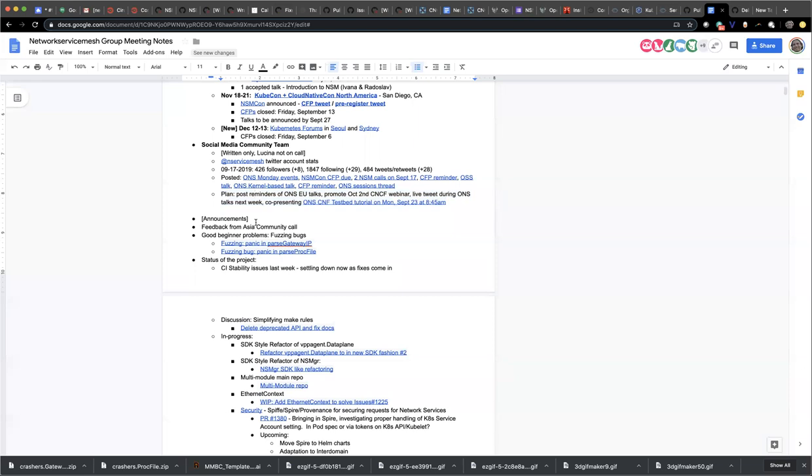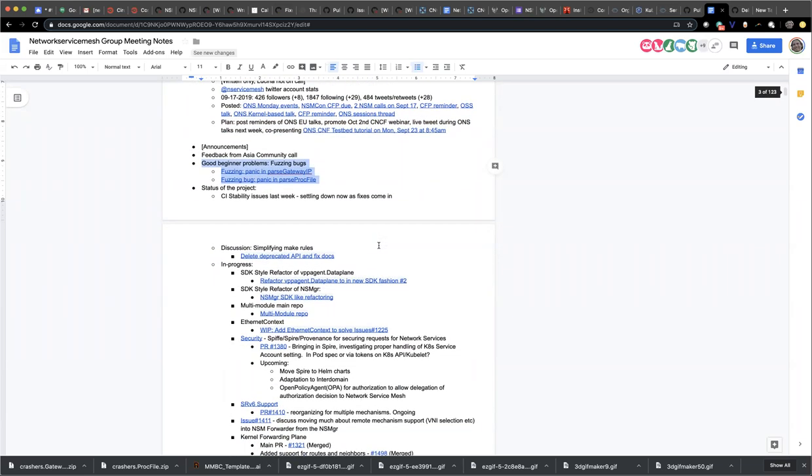Cool. And so, okay, let's jump into the main agenda. So, good beginner problems, fuzzing bugs. So we have two fuzzing bugs. Can we describe what a fuzzing bug is?